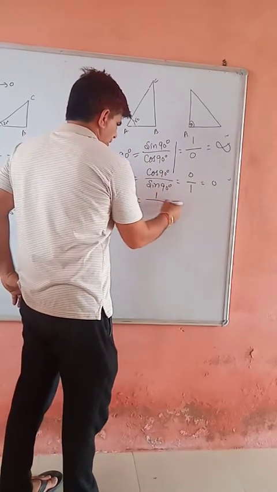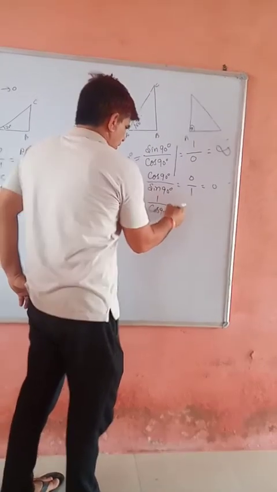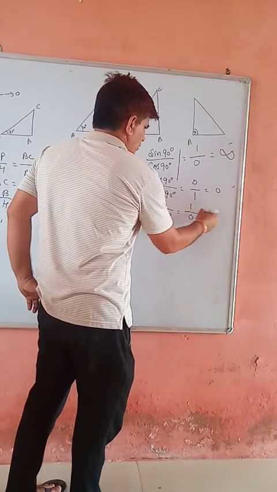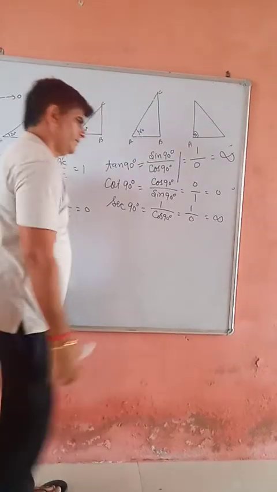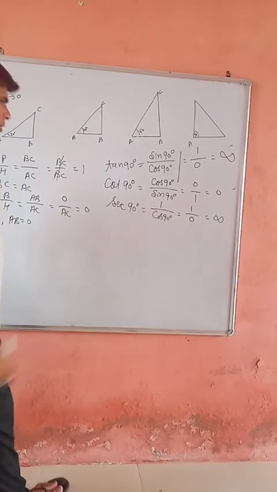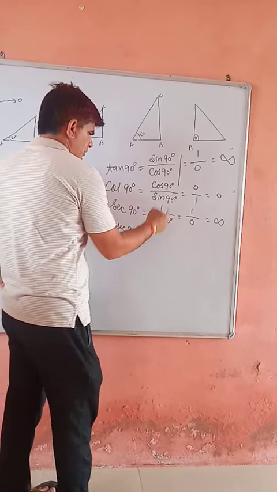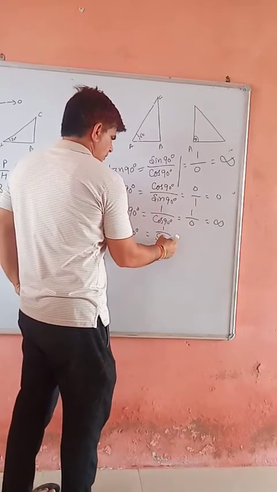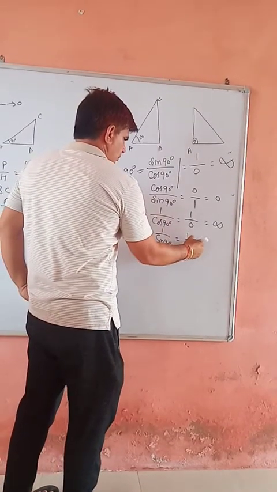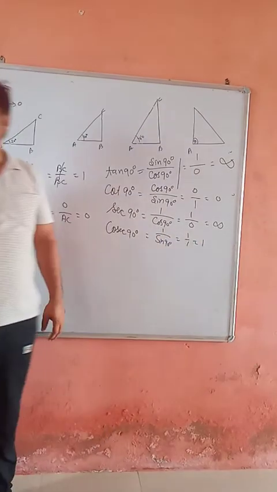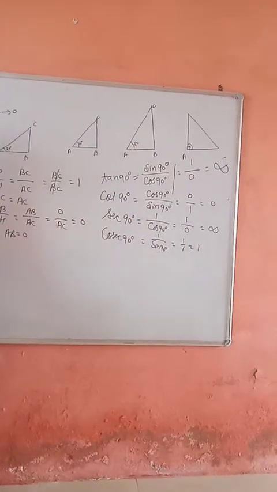Similarly, you can find out secant of 90 degree. Secant 90 is 1 by cos of 90 degree. So 1 by 0. This is again undefined. Understood? Cosecant of 90 degree is what? 1 by sine of 90. 1 by 1. This is all about trigonometric ratios.